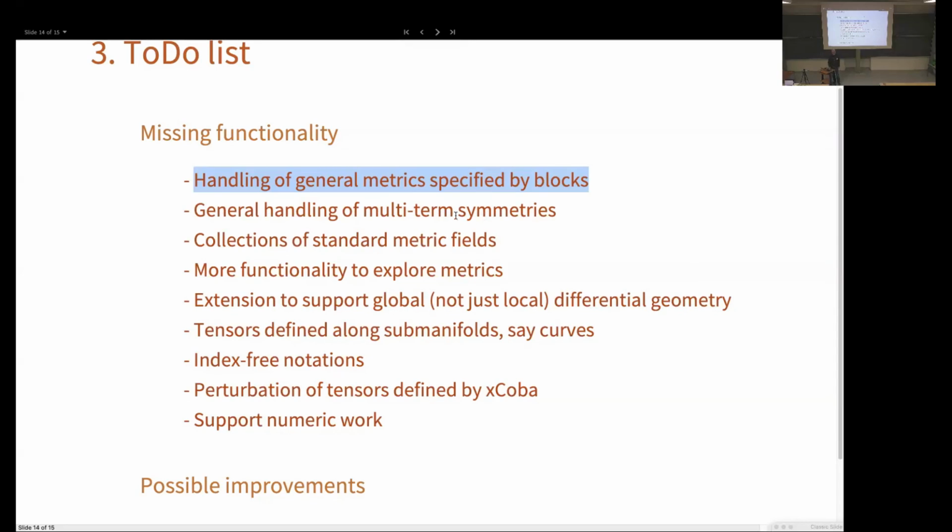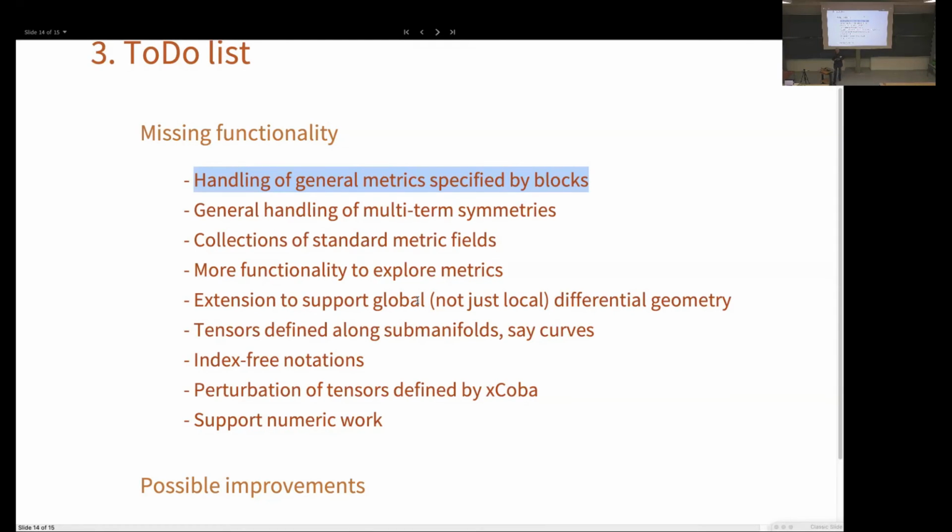Multi-term symmetries: if you specify objects with Bianchi-type or cyclic-type symmetries, it cannot handle the general case. For this, it needs the theory of Young tableaux, not computational group theory. So it needs the algebra of the group of permutations. That's not implemented yet. Alfonso is working on collecting a collection of metrics and functionality to classify them, but that's not there yet.